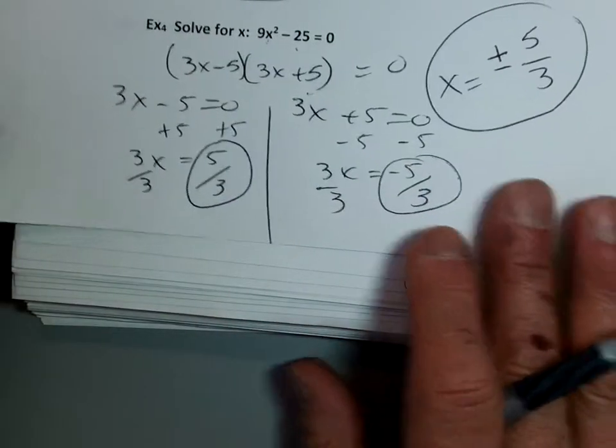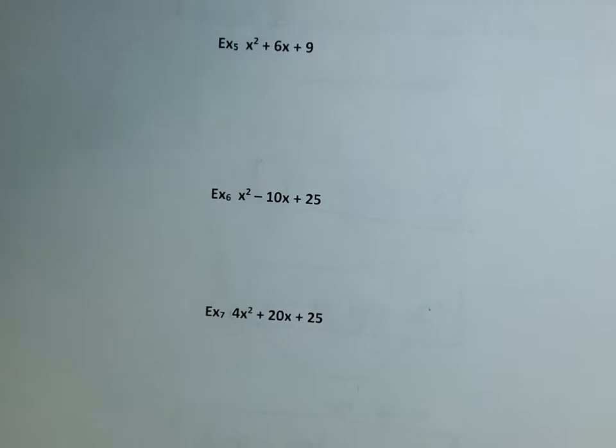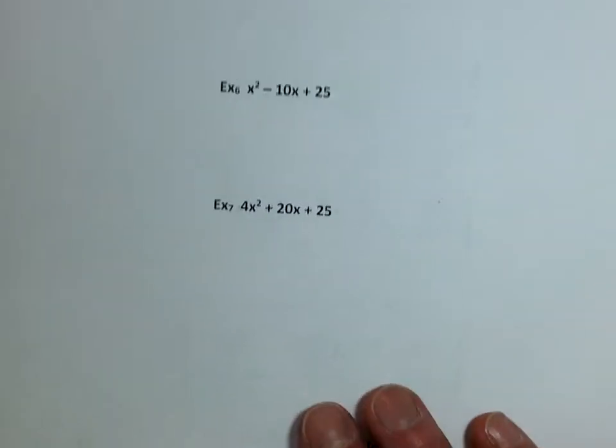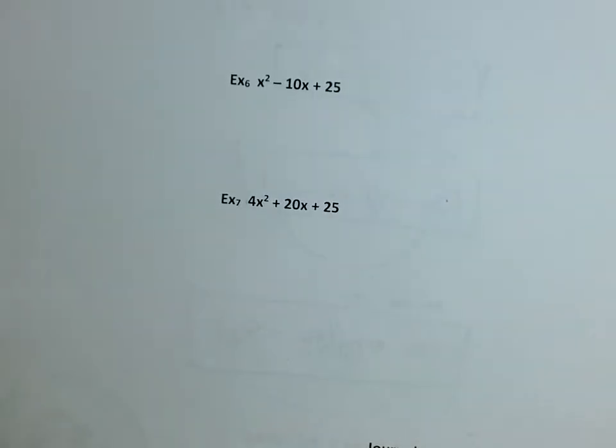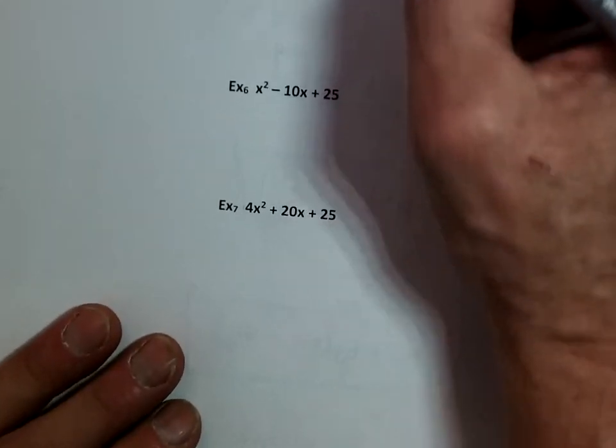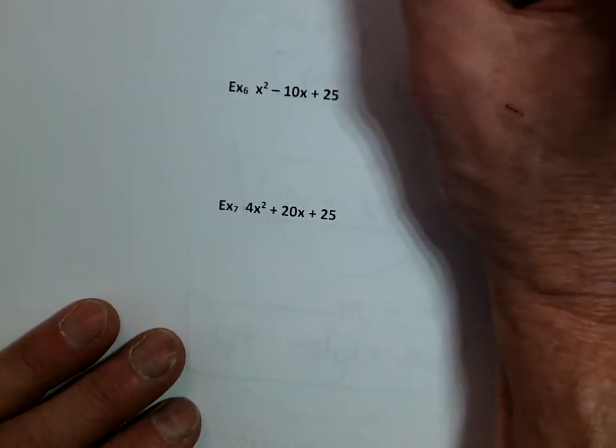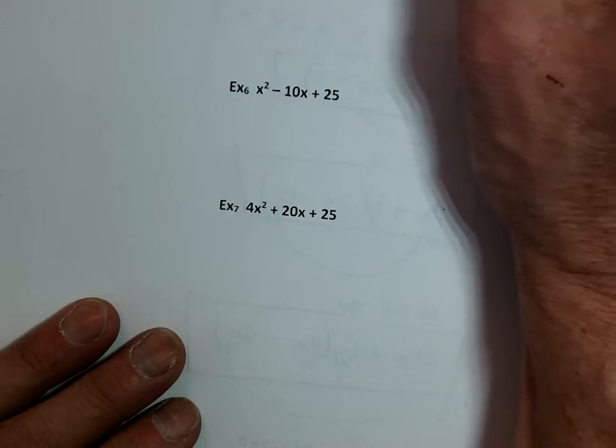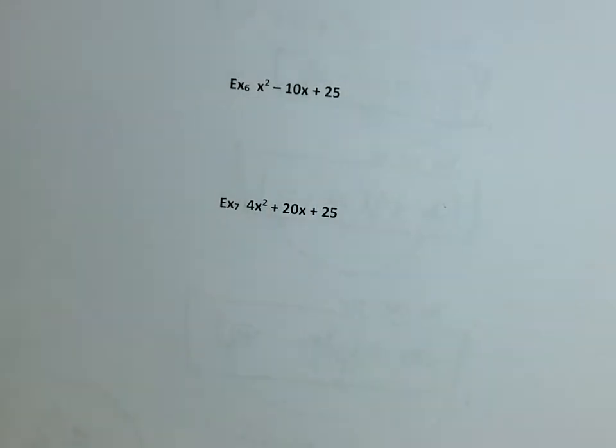Okay, now, these are called perfect square trinomials. I'm going to show you why they're called perfect square trinomials. What we're going to get as an answer is something like a plus b, quantity squared. Those are the kind of answers we're going to get.